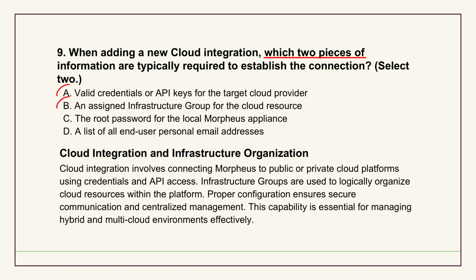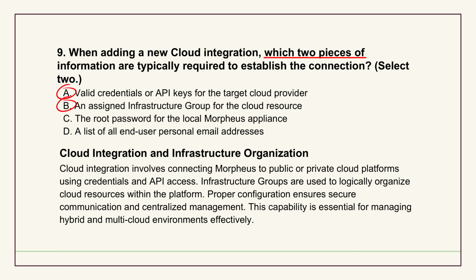Let's unpack that. The credentials part is obvious. You can't knock on Amazon's door without a key. Exactly. That is the authentication layer. Whether it is an access key ID for AWS or a username and password for vCenter, Morpheus needs permission to talk to the API. But the infrastructure group, that feels like bureaucracy to me. Why does the system care about a group before I even connect the cloud?